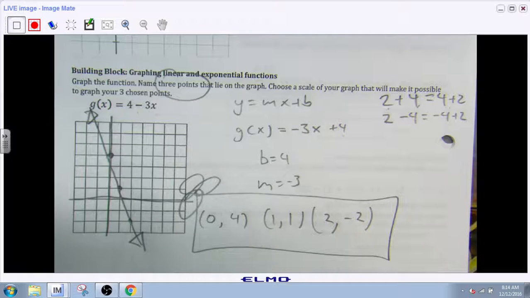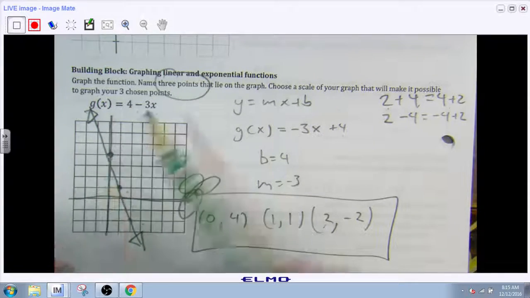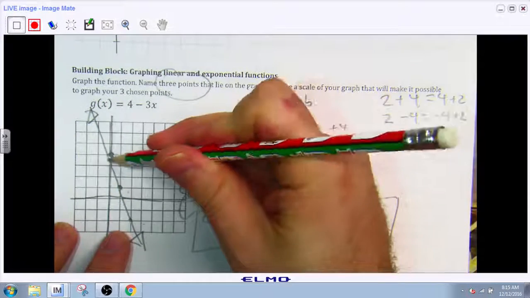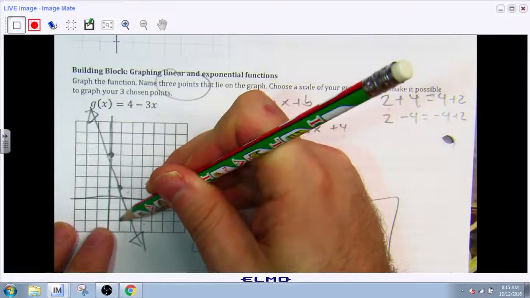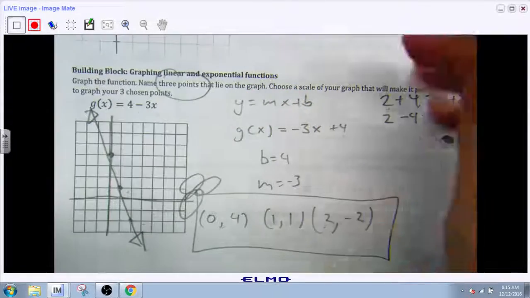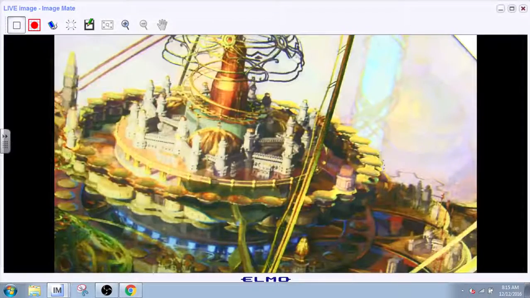Okay? So that's all that's being asked of us, is being able to convert this into this form, name 3 points, 1, 2, 3, which is super easy if you're doing slope triangles to build the slope. I go down 3 over 1, down 3 over 1. It's called building a slope triangle. All right, let's turn the page.